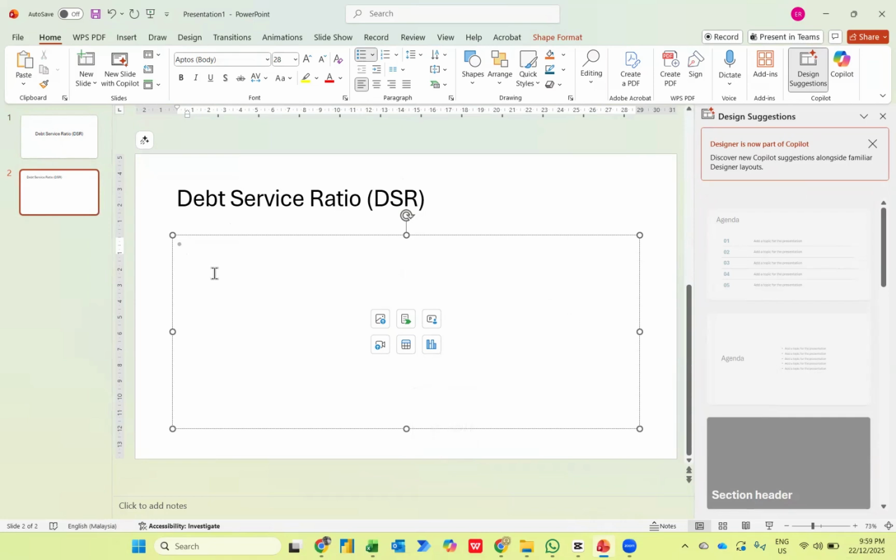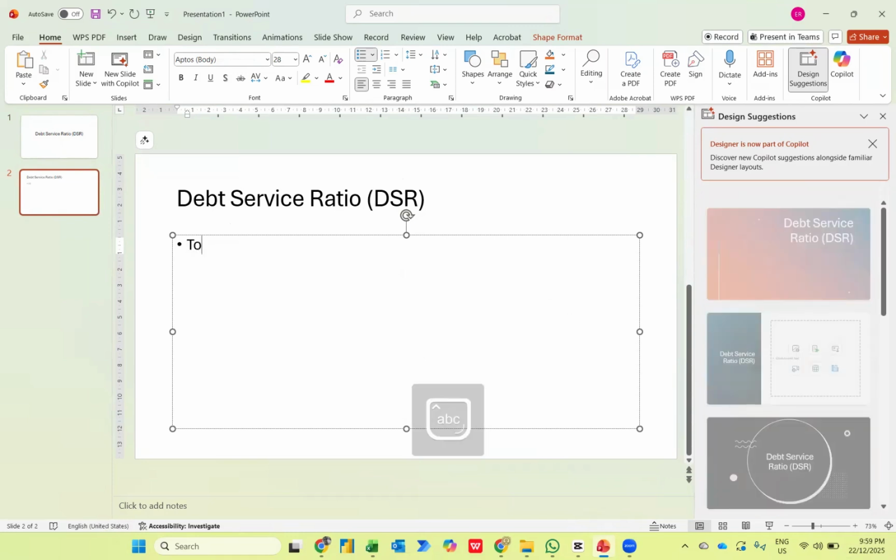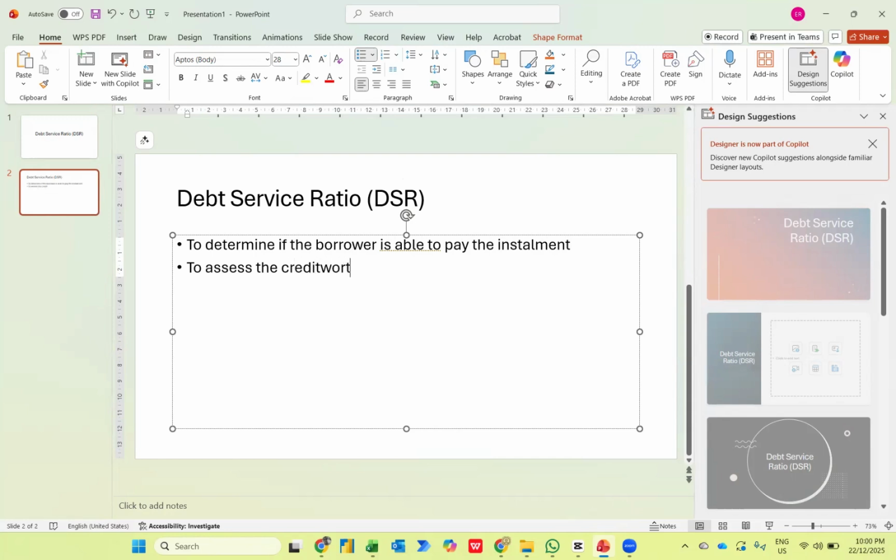to analyze the borrower, to evaluate the creditworthiness of the borrower. Meaning to say, to determine if the borrower is able to pay the installment or debt and so on. Basically to assess the creditworthiness of the borrower, to evaluate if the borrower is able to cater the payment, the interest payment, the installment payment without any default, without any failure.